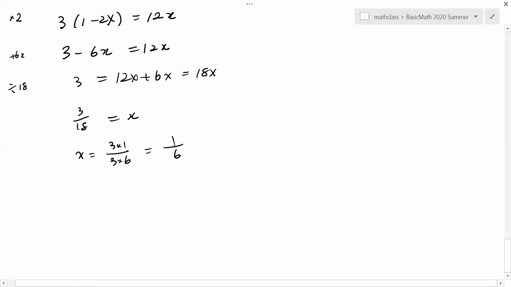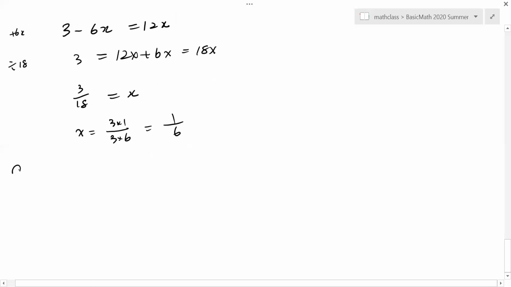So I'm going to ask you to do the next problem. 1/3 times (1 minus 3x) equals 2 minus x. Please work on this.